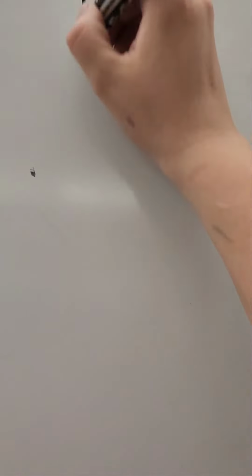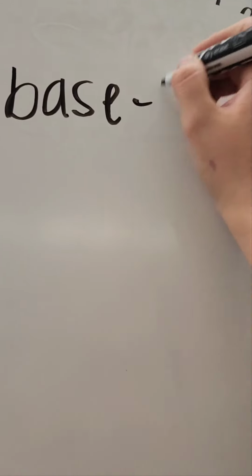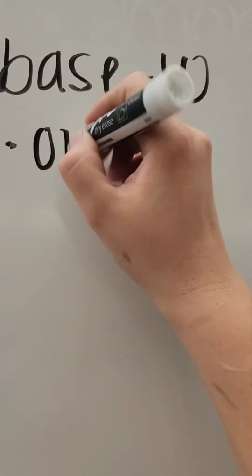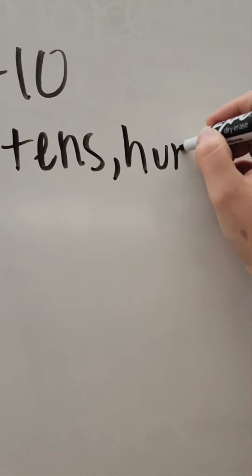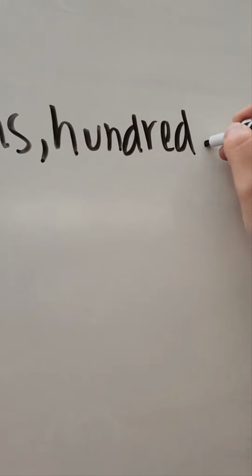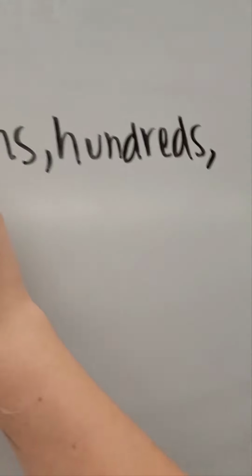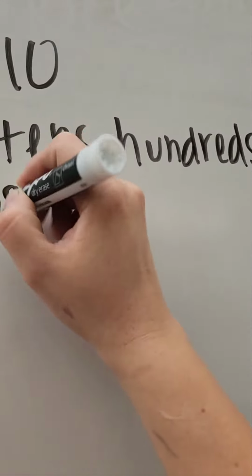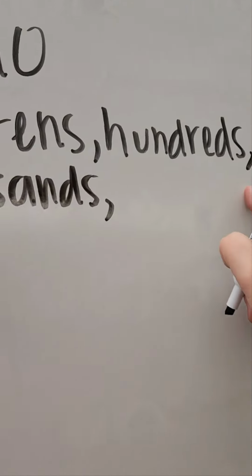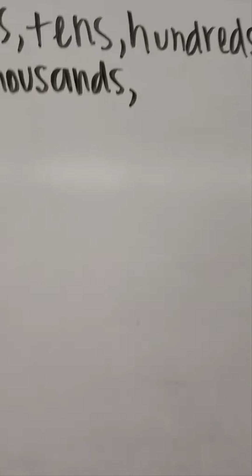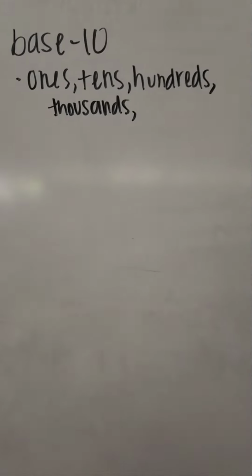In math so far, students have learned base 10 strategies. With base 10, they should understand where the ones, tens, hundreds, then the thousands, then the 10,000s, then the 100,000s, and then eventually the millions. They should understand those place values.